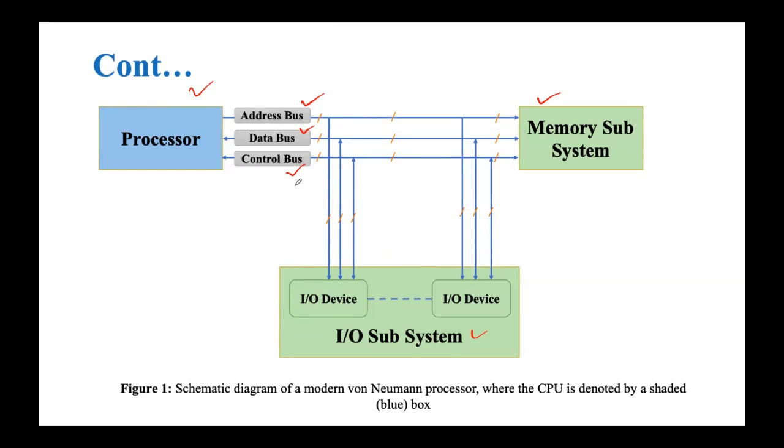The fact that these are parallel buses is denoted by the slashes here, which means these buses are connected in parallel. That's why we use these slashes.